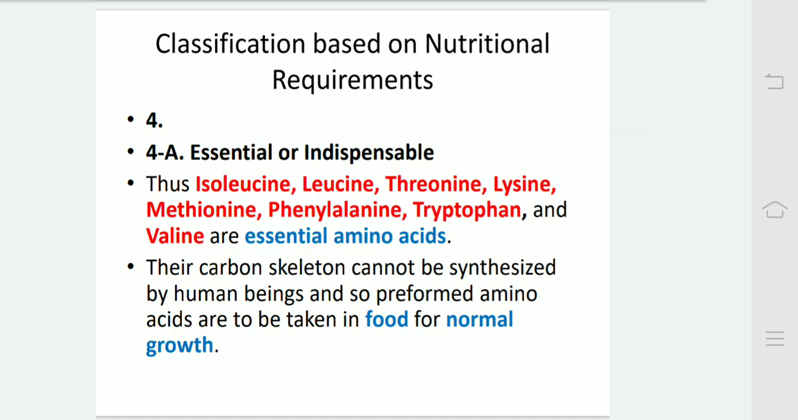Classification based on nutritional requirements. Essential or indispensable amino acids. The amino acids may further be classified according to their essentiality for growth. Thus, isoleucine, leucine, threonine, lysine, methionine, phenylalanine, tryptophan, and valine are essential amino acids. Their carbon skeleton cannot be synthesized in human beings, and so preformed amino acids are to be taken in food for normal growth.